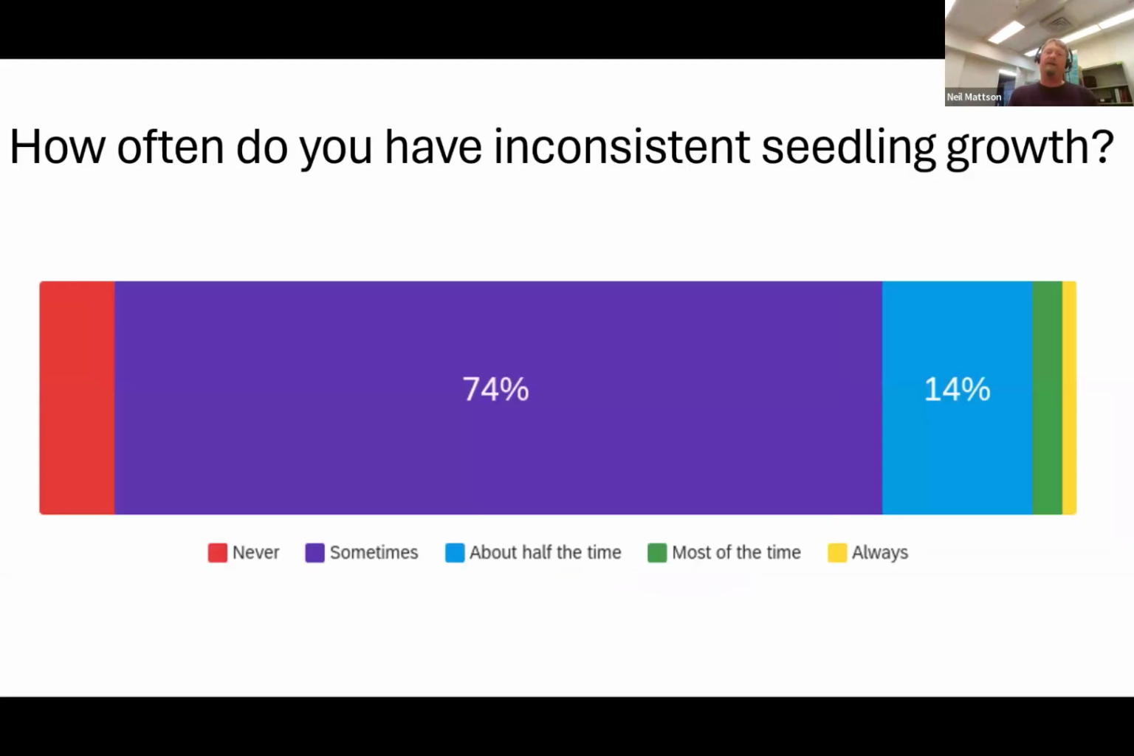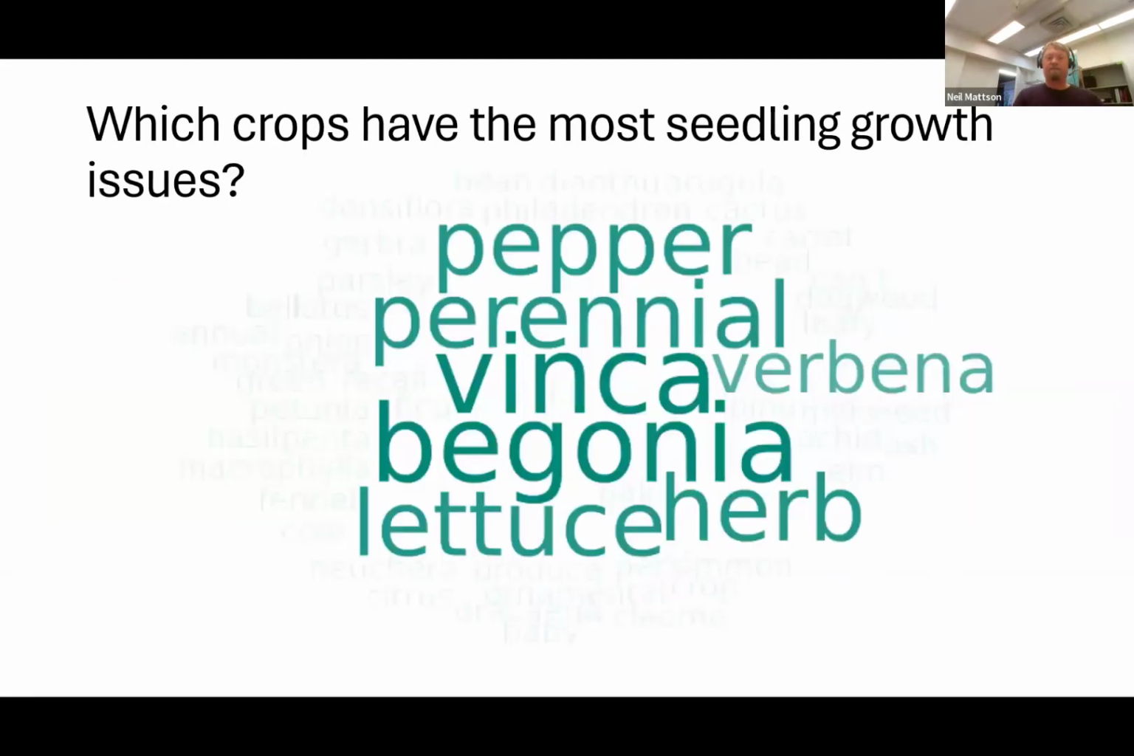How often do you have inconsistent seedling growth? So 74% were sometimes, 14% were about half of the time, and then there was a bit of most of the time and always. So on average, inconsistent seedling growth is an issue faced by a vast majority of the respondents. And we again asked which crops have the most seedling growth issues, and begonia was a big one here again too.